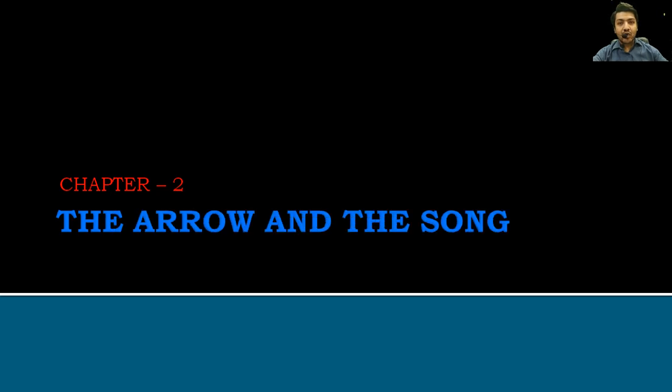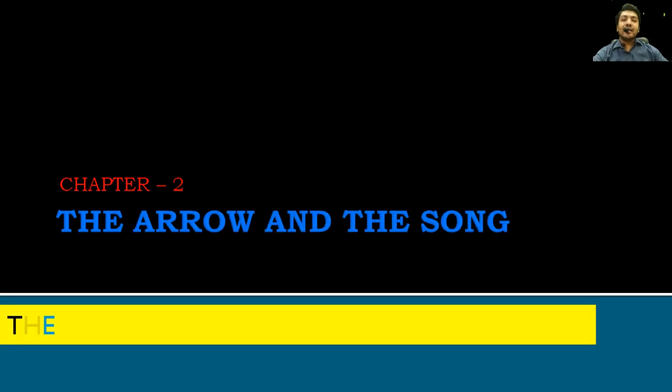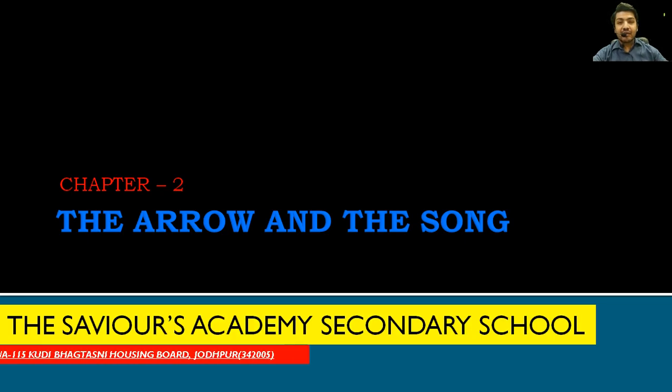So yesterday, day before yesterday, in the last video, we had studied a poem, The Arrow and the Song, and we had studied the meaning, and we have just had a brief summary of the poem. So today we are going to do some extras. Let us see what extras we have.